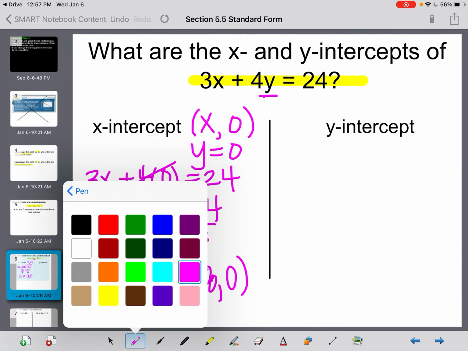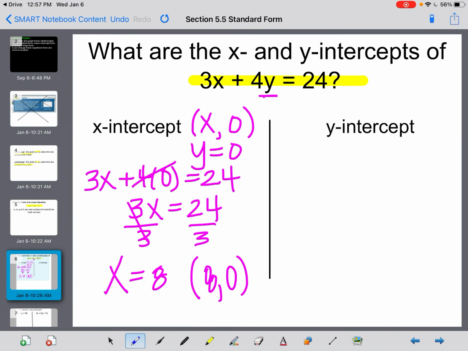Okay, my y-intercept, if we remember from the last slide, would look like the ordered pair 0 and then some number, because we're not moving left to right, but we are moving up and down on that y-axis. And so my x is always going to be 0. So this time I'm going to plug in 0 for this x.